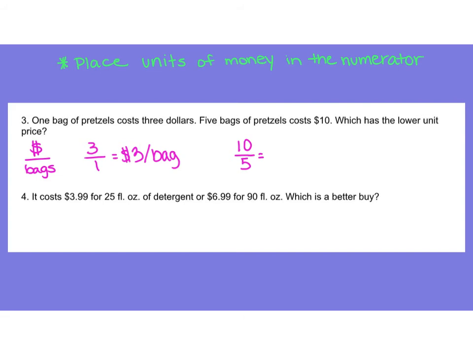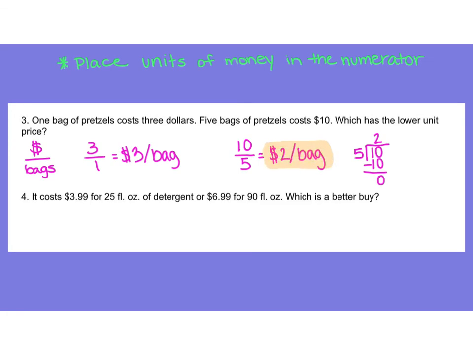If we were going to find the unit rate for our second fraction, we would put our top dog in the house. 5 can go into 10 2 times. 5 times 2 is 10. And when we subtract, we get 0. So this would cost $2 per bag of pretzels. So $2 per bag is our lower price. So this is the lowest unit rate. And that would be our answer.